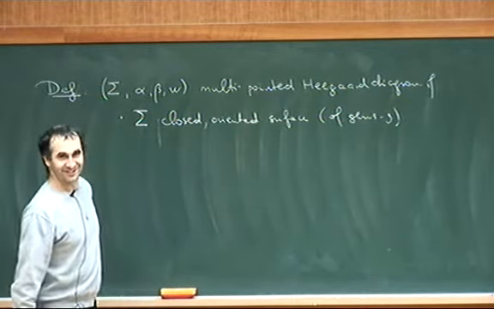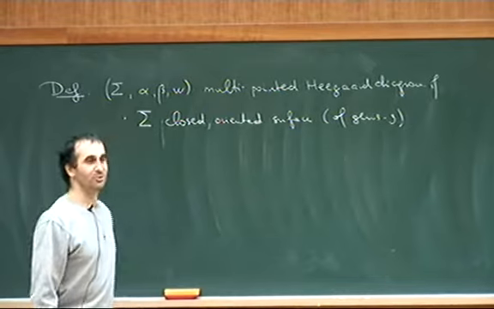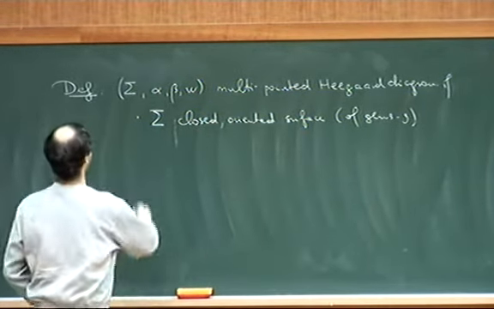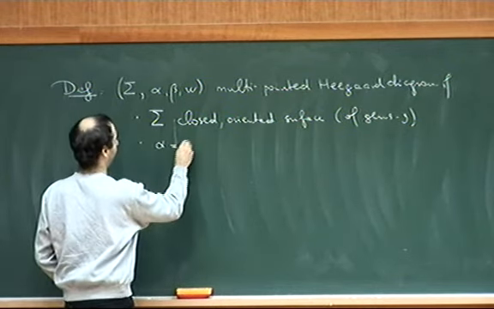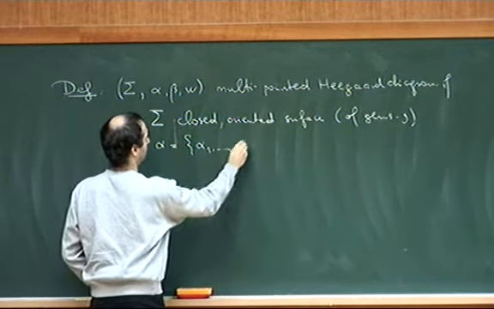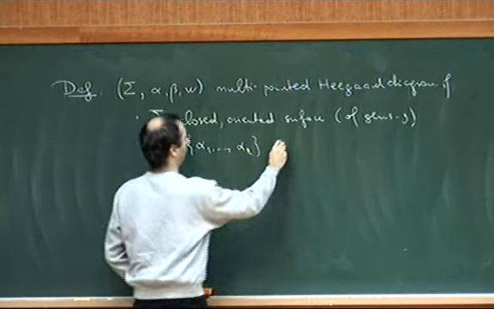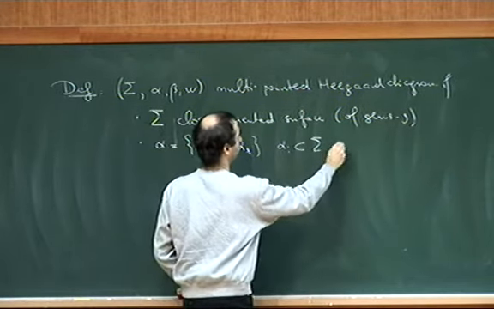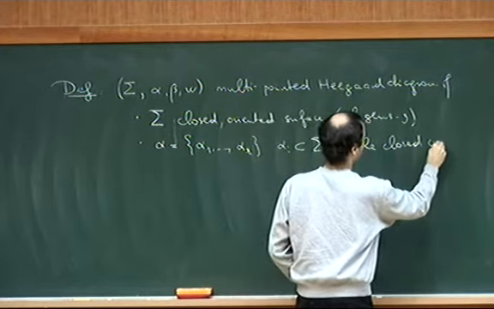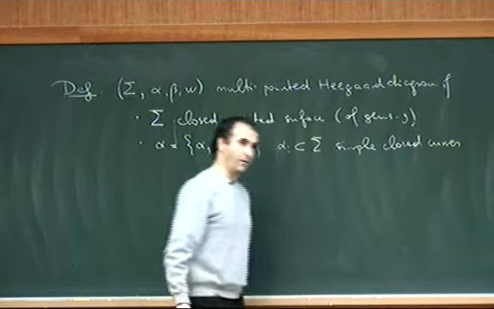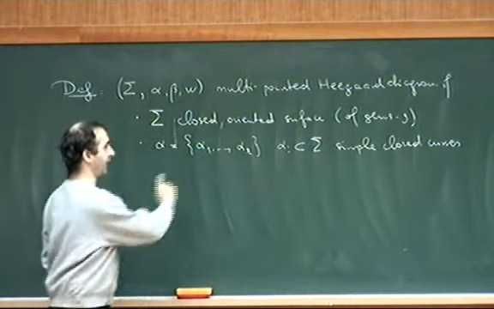And we do one step at a time. So now we turn to alpha. Alpha is a collection of k curves, alpha_i, simple closed curves. And we assume that they are all disjoint.